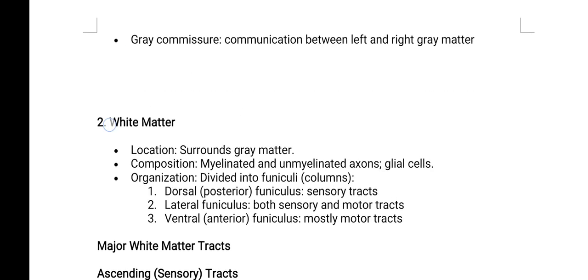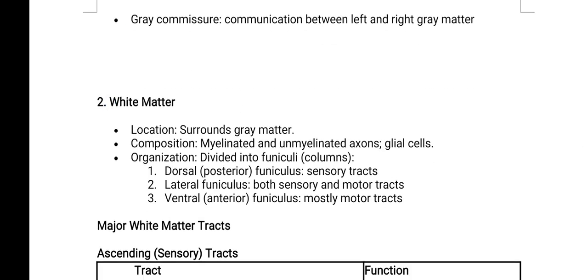Now moving on to white matter. White matter surrounds the gray matter. In the spinal cord, the gray matter is in the inner part and the white matter surrounds it. When you get to the brain, the reverse is the case: you have the gray matter surrounding the white matter. But in the spinal cord, the gray matter is found in the central part, while the white matter surrounds it. The white matter is made up of myelinated and unmyelinated axons, also glial cells.